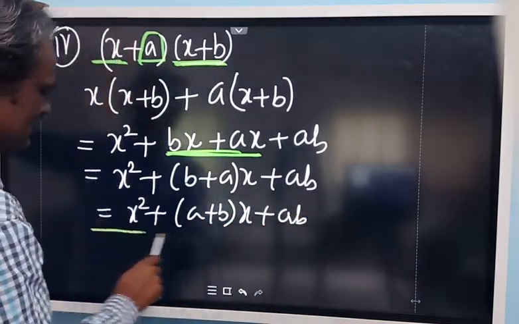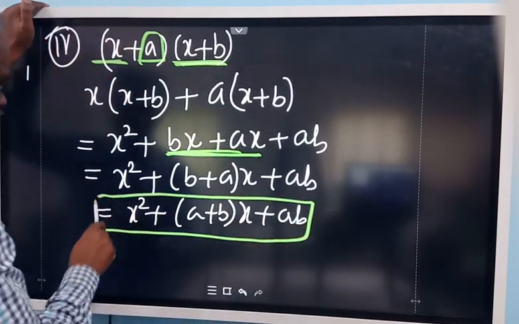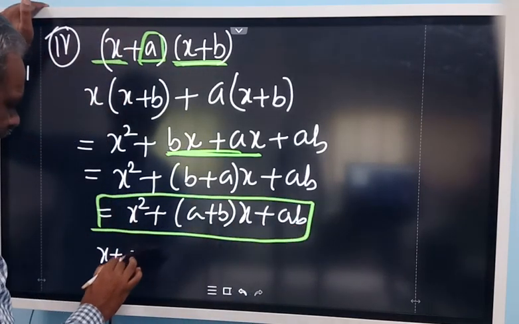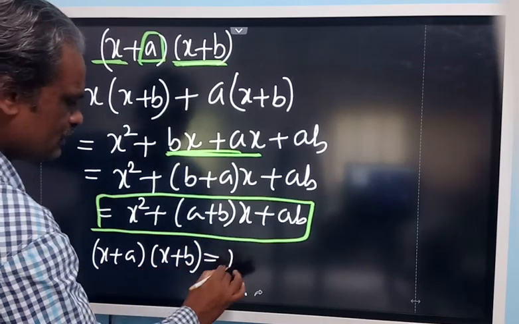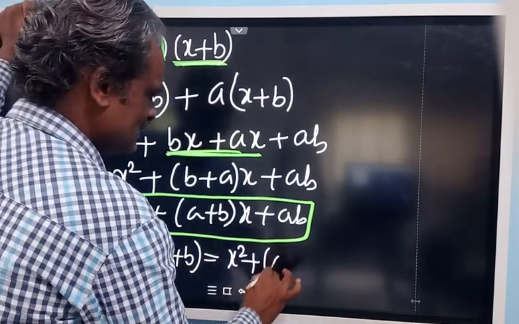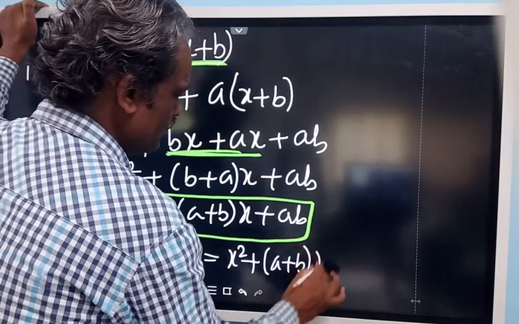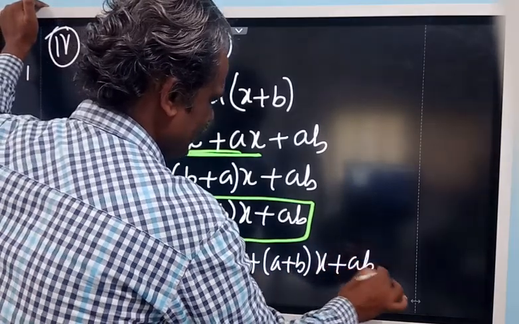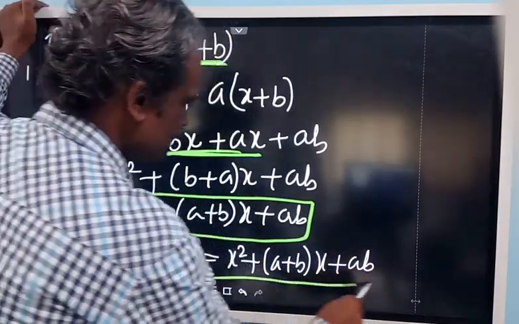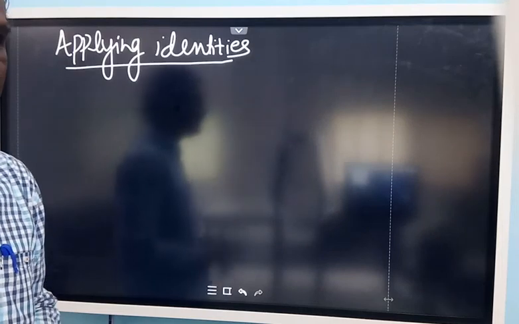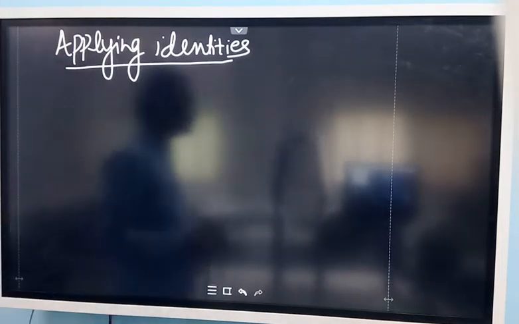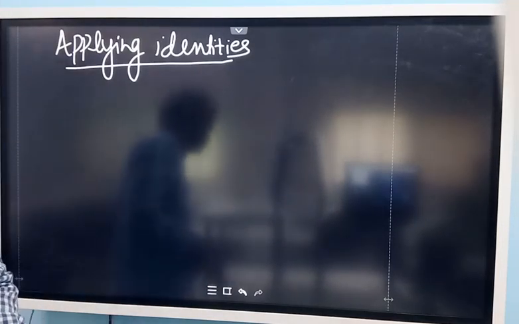So you can write (x + a)(x + b) is equal to x squared plus (a + b)x plus ab. So this is the fourth identity, the last identity of this chapter. We have learned 4 identities. So let us apply these identities to solve some of the problems here now.